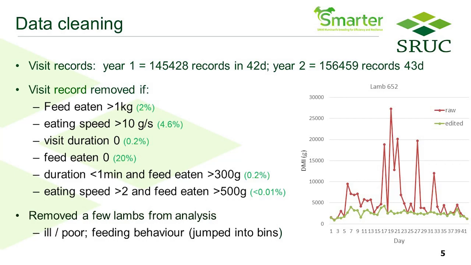So we devised a set of rules, which took a bit of to-ing and fro-ing, but we eventually came up with these rules that we apply to each of our data sets. The proportion of records in which each rule was relevant is in brackets afterwards. A lot of these records were giving a zero for the visit duration or the amount of feed eaten. So they were just reading the tags, but they weren't actually eating any feed. They must have been breaking.